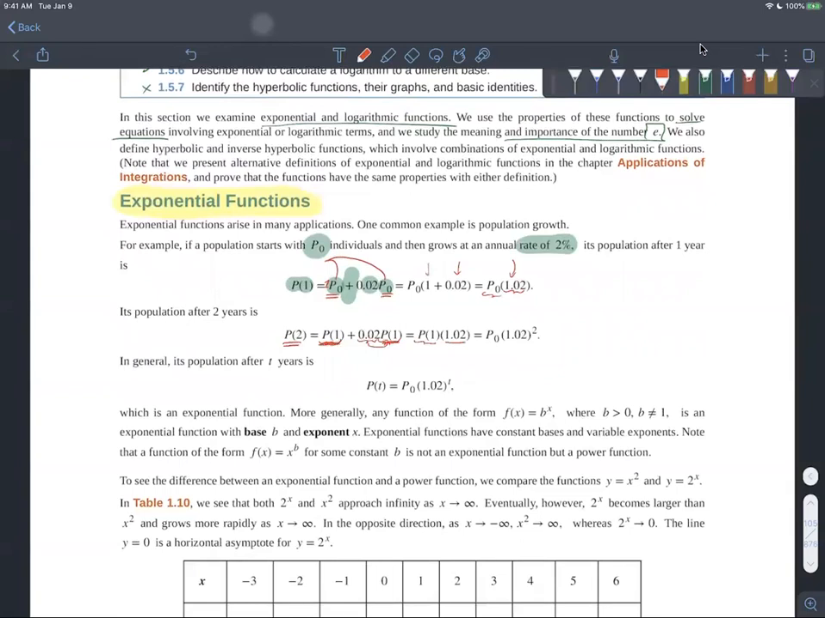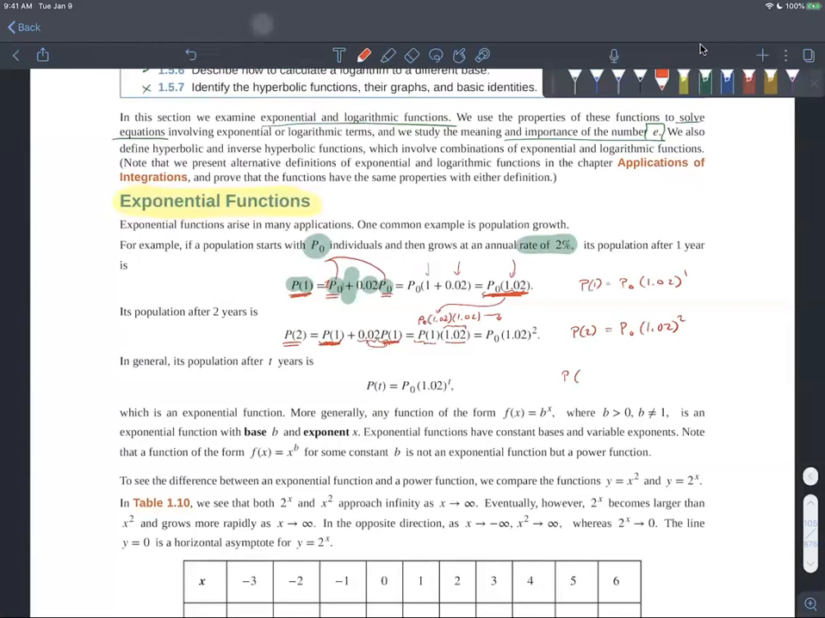Remember that P1 from before was equal to P naught times 1.02. If we plug this in, this is P naught times 1.02, and then we have another factor of 1.02. So we can write this as P naught times 1.02 squared. We see that P of 1 was equal to P naught times 1.02 to the 1, and P of 2 is equal to P naught times 1.02 to the 2.